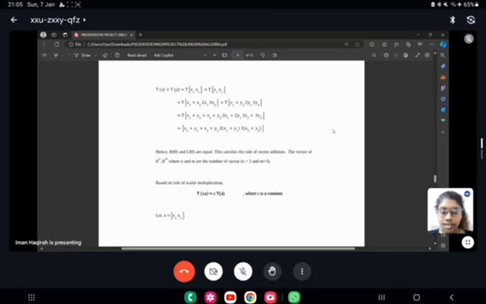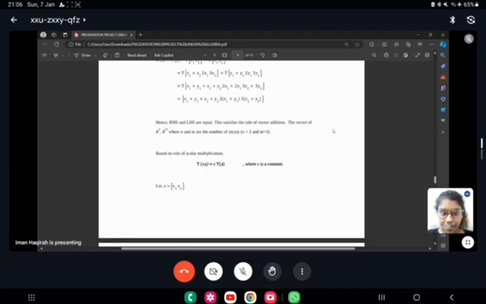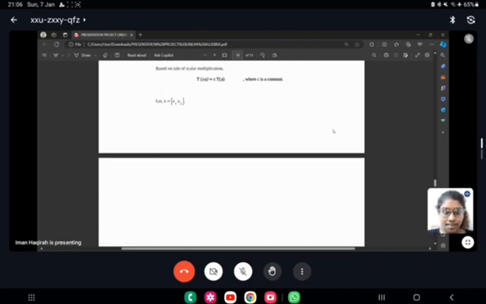Hence, the right hand side and left hand side are equal. So this satisfies the rule of vector addition. So the vector of Rn and Rm, which is n and m, are equal to the vector n equals 2 and m equals 3. So for the next one, it is based on the scalar multiplication rule, which is T(cA) equals cT(A), where c is a constant. So for the next one, you can scroll down.